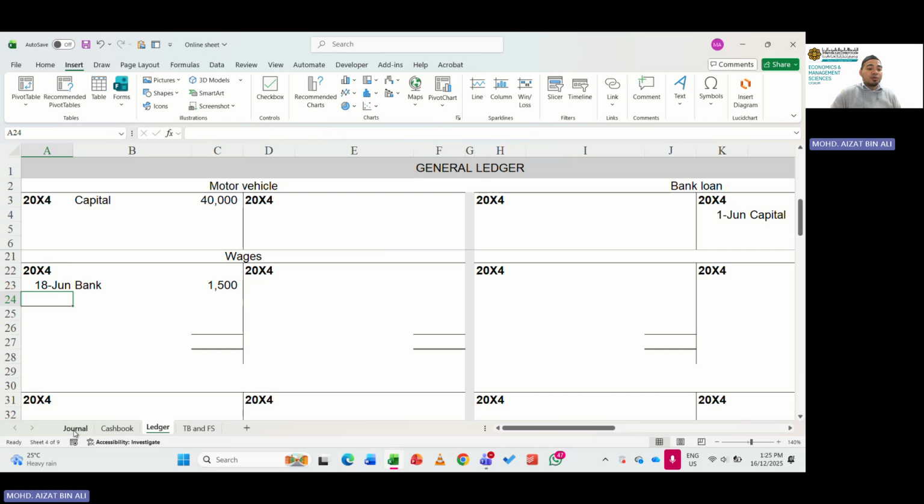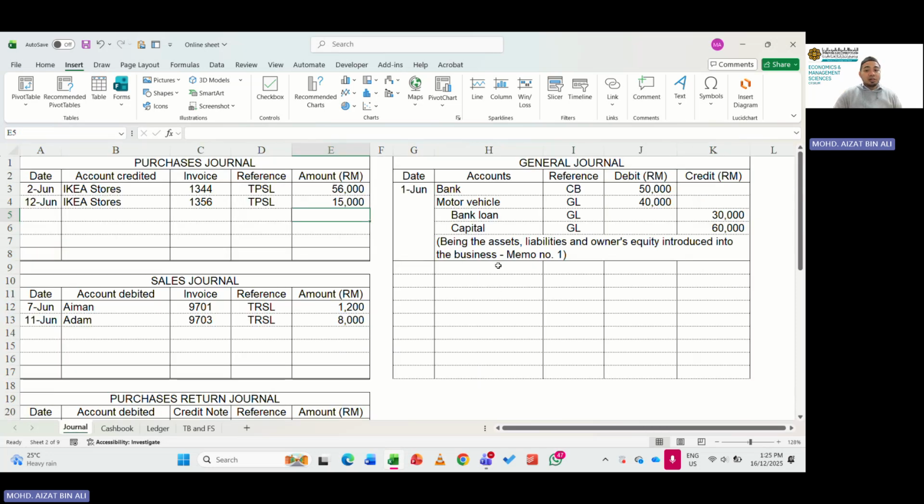Okay, for the drawings of inventory, it goes into the general journal. So 19 June, debit drawings. Drawings can be found in GL later. So we write down GL and the amount would be 3,200 ringgit. And then we record on the credit side, that would be purchases.